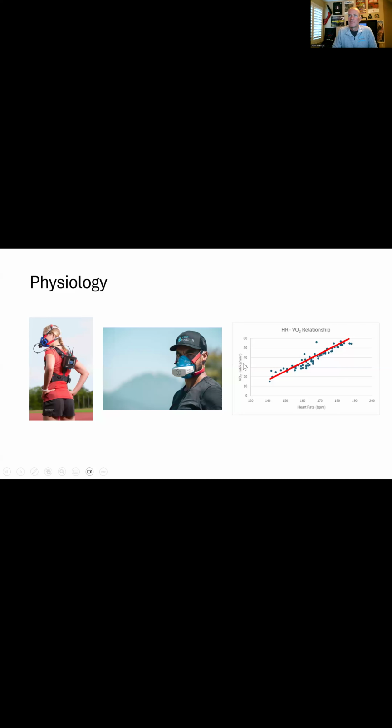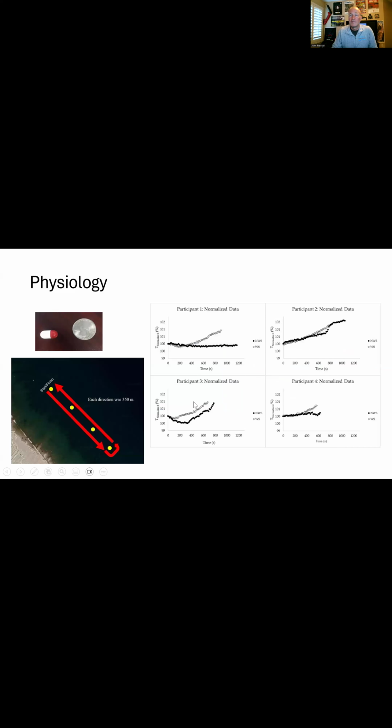So again, we're trying to get to VO2. Sometimes we can only get heart rate, and that's a limitation, because heart rate's only a predictor of VO2. In physiology, I also do a lot of work with core temperature, and the advancement in core temperature is really pretty tremendous.